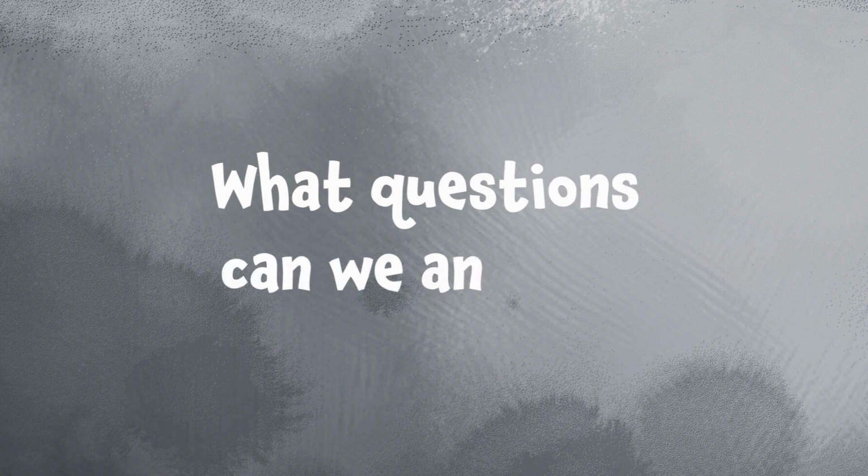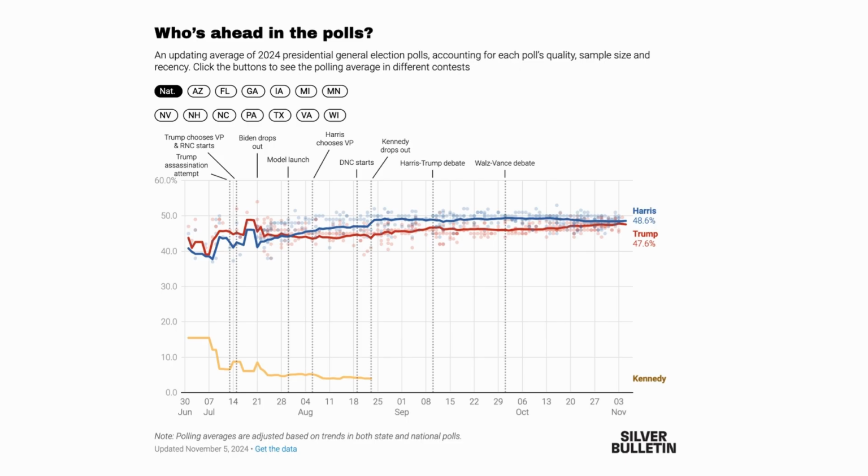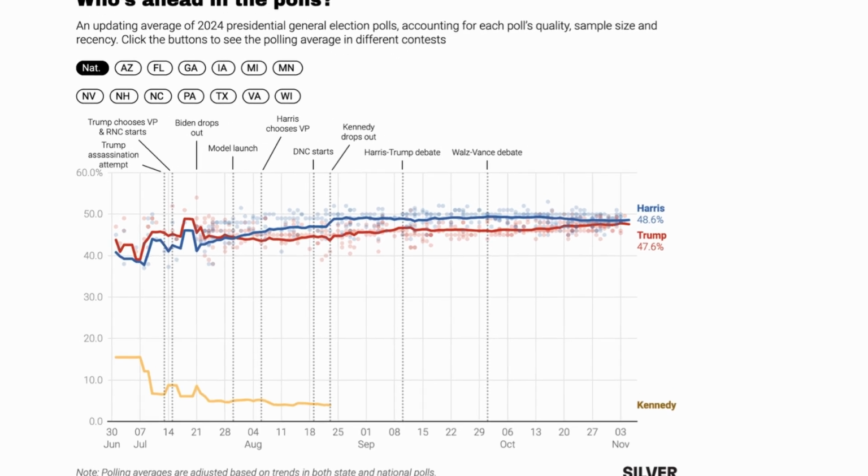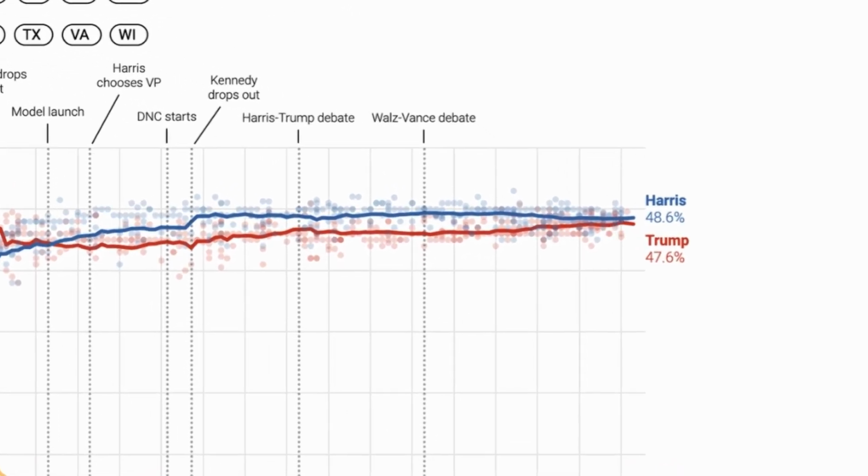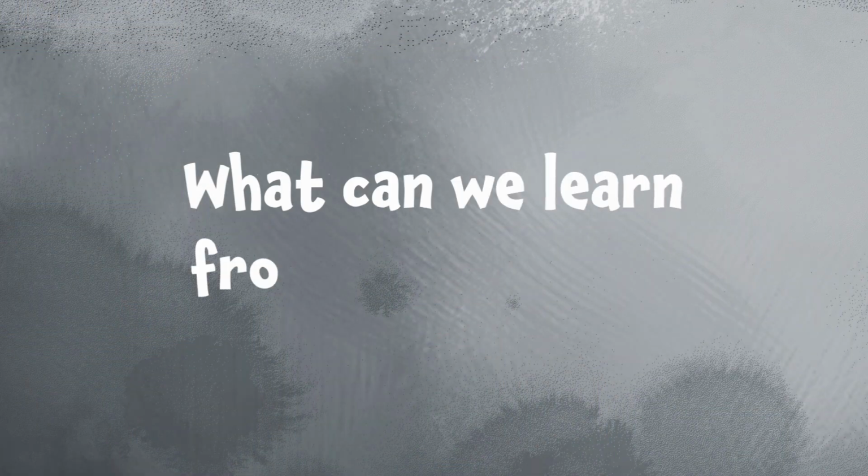Next, look for questions that the graph can help answer. One example might be who is currently leading in the polls. The title gives us a clue about the graph's focus, who's ahead in the polls. And looking to the right side, we see that Harris had a slight lead over Trump all the way up to the election. Asking questions like these encourages kids to connect data to real life scenarios and develop their critical thinking skills.